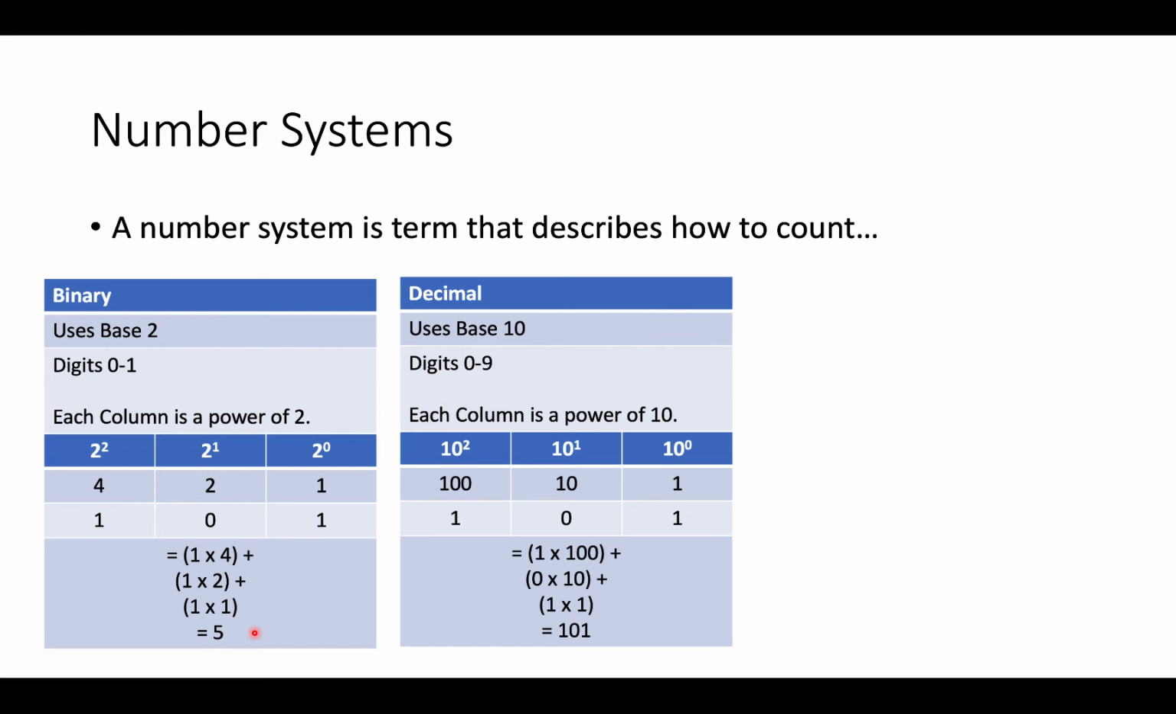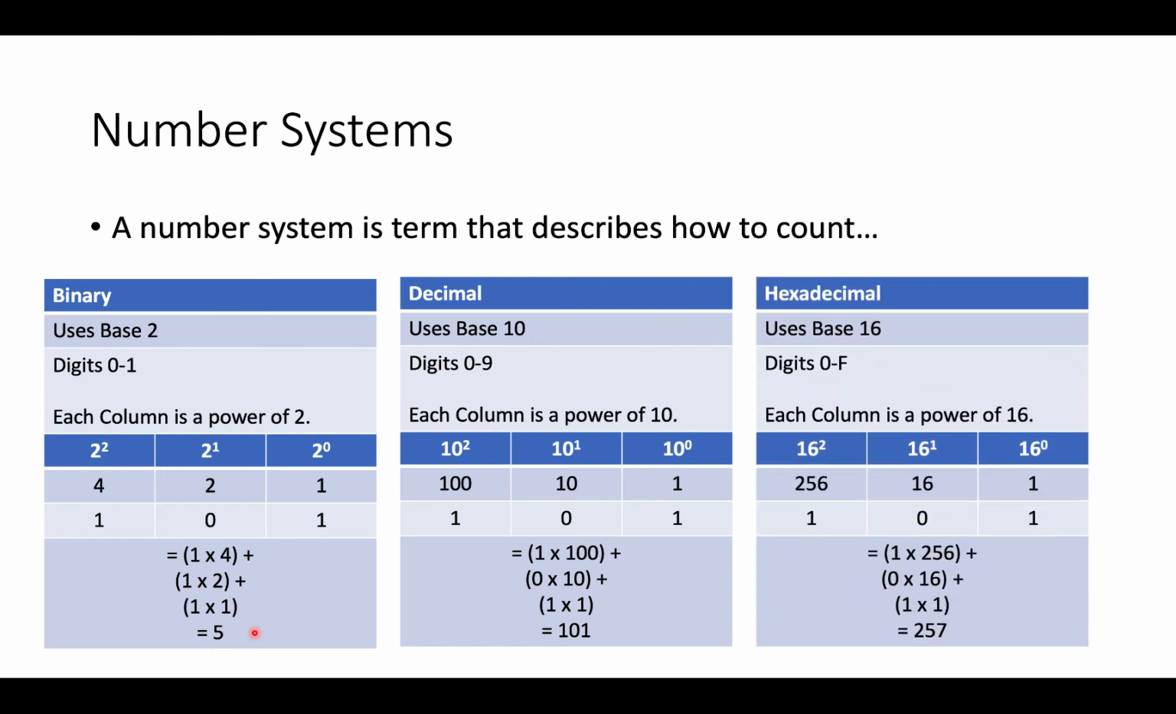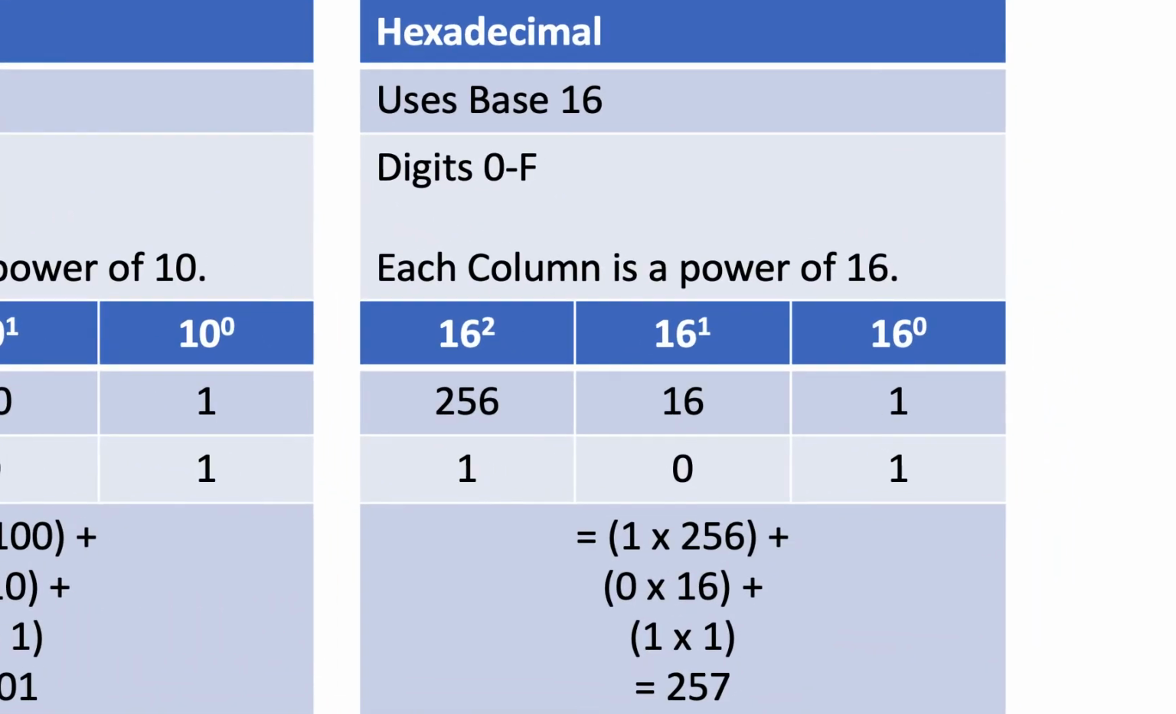This should all be very familiar to you guys. The third number system that computer science uses is called hexadecimal. So hexadecimal is base 16. That means that we have to use 16 different digits.